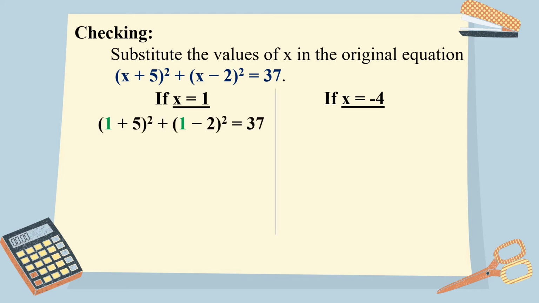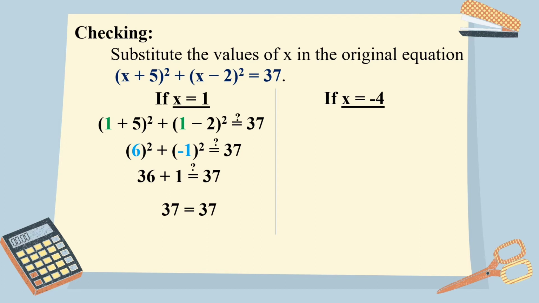Substitute. We now have quantity 1 plus 5 square plus quantity 1 minus 2 square is equal to 37. Perform the operation inside the parentheses. 1 plus 5 is equal to 6 and 1 minus 2 is equal to negative 1. Now, 6 square is 36 plus negative 1 square is 1. We now have 37 and this is a solution.